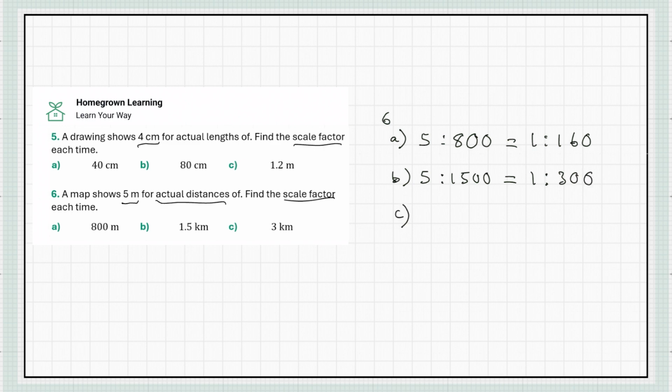And finally C, we have 5 being compared to 3 kilometers, which needs to be in meters as well. And we're left with dividing both sides by 5. So if we divide the first by 5, we get 1, and the second part by 5, we get 600.